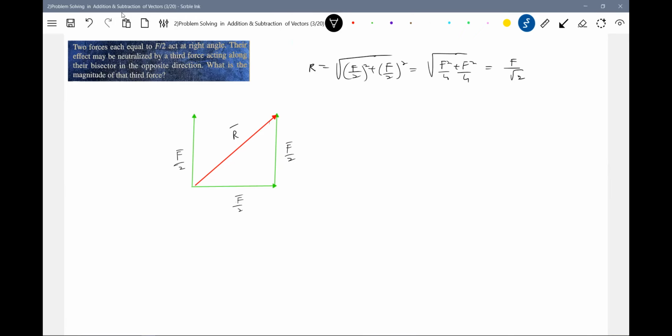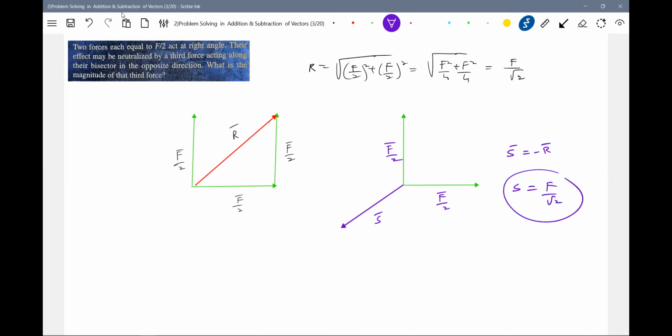So now what is the magnitude of the third force? How should the third force be brought? I should bring it opposite to R bar. Then only it can be neutralized, no? The condition is, here we have F by 2 bar, F by 2 bar, and I should bring another vector which will neutralize it. This is S bar, I'll write it. So what is that S bar? S bar should be equal to minus of R bar. So the magnitude of that should be equal to F by root 2. Negative of the vector: you should bring a force which is opposite to R bar. Then only it can neutralize these two.